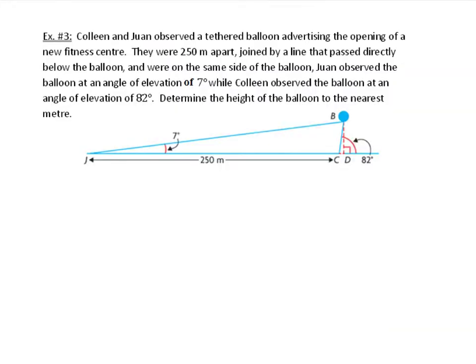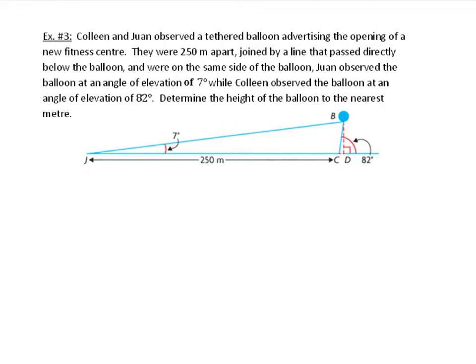So we have Colleen and Juan observe a tethered balloon advertising the opening of a new fitness center. They're 250 meters apart, joined by a line that passed directly below the balloon, and were on the same side of the balloon. Juan observed the balloon at an angle of elevation of 7 degrees. Remember, angle of elevation is going up. While Colleen observed the balloon at an angle of elevation of 82 degrees. So this is Colleen's angle right here, and it's 82 degrees. Determine the height of the balloon, this red dotted line, right here, to the nearest meter.